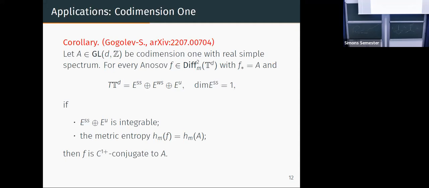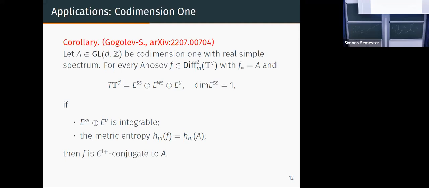And then the metric entropy information will guarantee that your unstable bundle also has the periodic data, meaning every periodic point has the same Lyapunov exponents as its linear part. So this is guaranteed. And then conservative gives you the information about the strong stable. And so you have periodic data everywhere, every periodic point has the same Lyapunov exponents as its linear part. So this gives you that you are C1 plus conjugate. Okay, that's some simple corollary, and it gives you the smooth conjugacy.